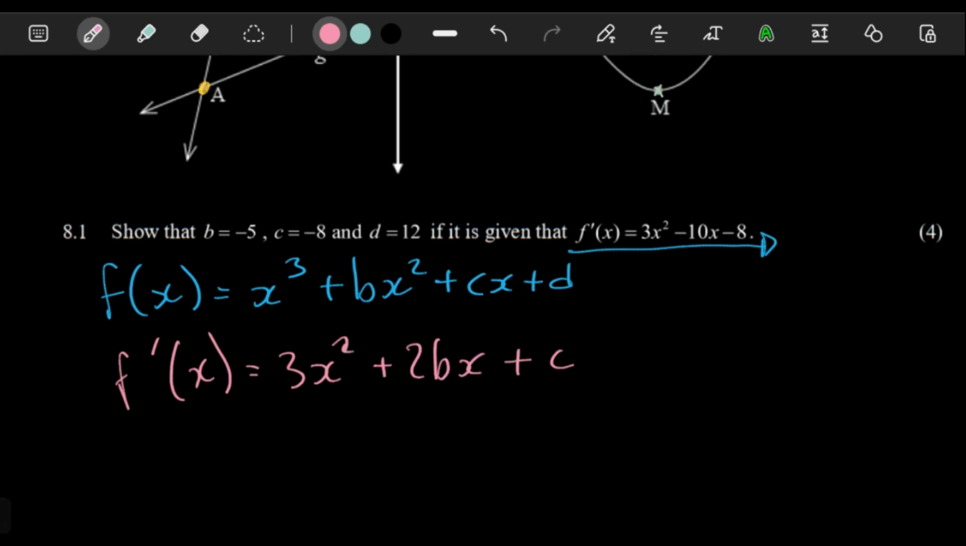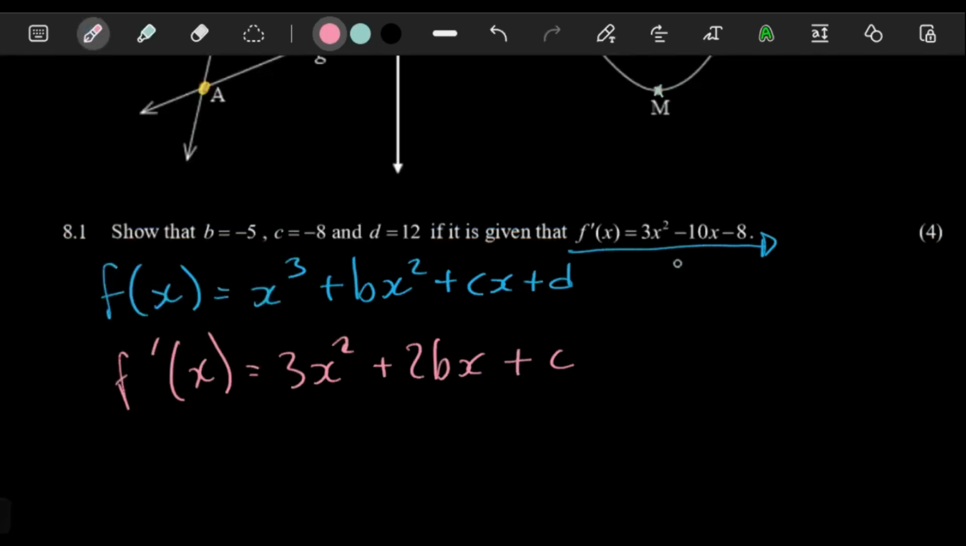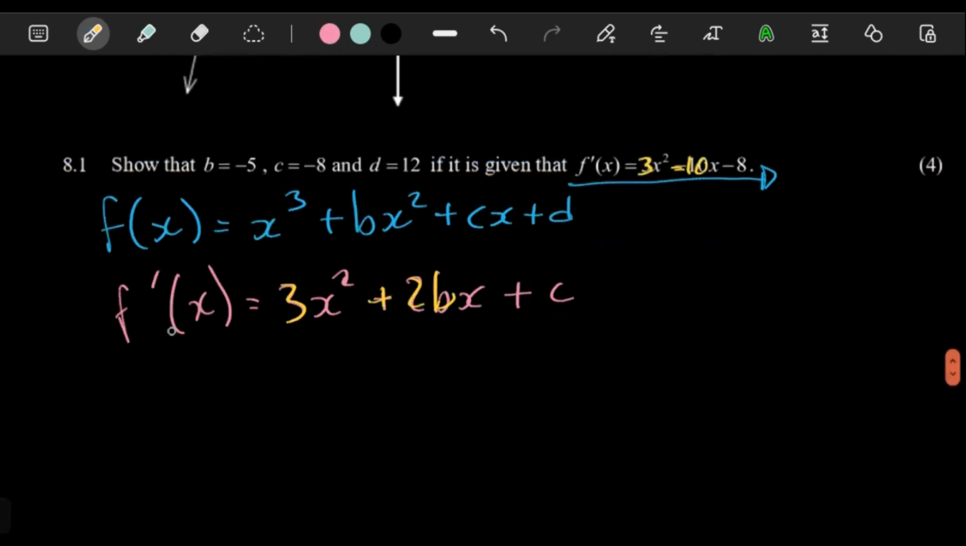Now, automatically, you can see what we have here is we have to mix and match. Technically speaking, the 3 here goes with the 3 there, fine. The -10 goes with the 2b, you see. So automatically -10 is equal to 2b, and then we can work out b. Divide both sides by 2, you have -5. For the 8, it goes with the c, you see. C is equal to -8. So you have b, you have c.